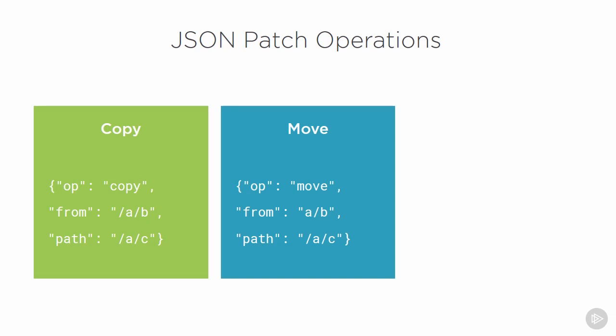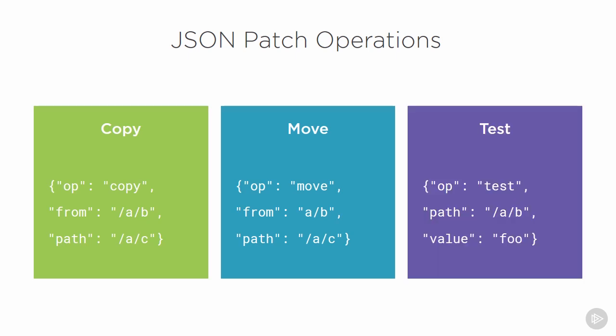Move will copy over the value at the from property to the path property and remove the value at the from property. So functionally, this operation is identical to a remove operation on the from location, followed by an add operation at the path location with the removed value. And lastly, test tests that a value at the target location is equal to a specified value.